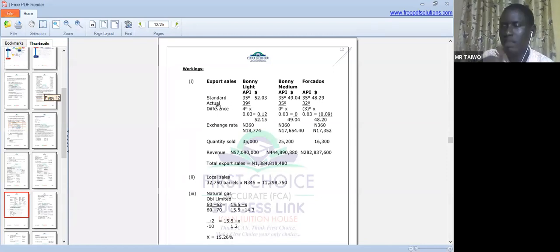Now, for the oil we want to sell, what are the API values? For burning light, 39 degrees API; for burning medium, 35 degrees; and for focados, 32 degrees. Can you now see? There's a difference of 4 degrees in burning light.